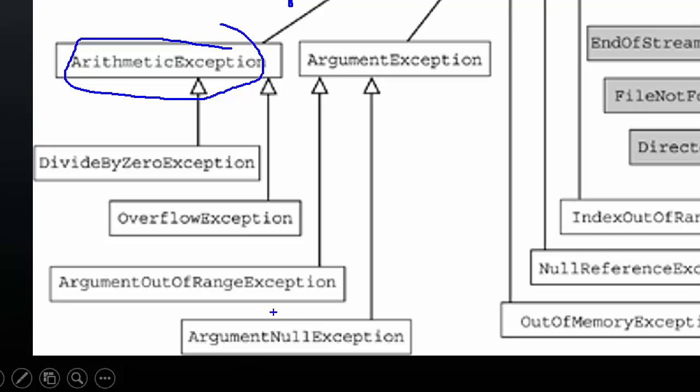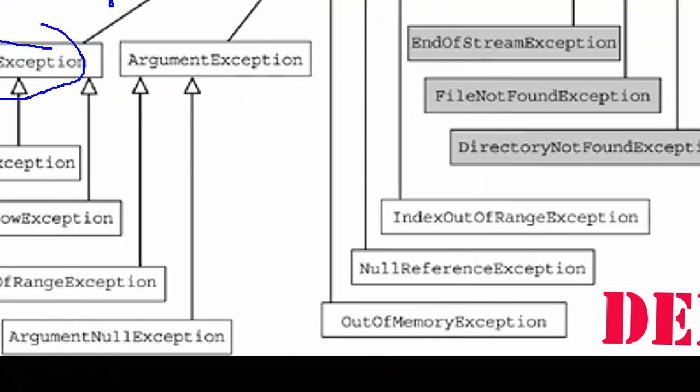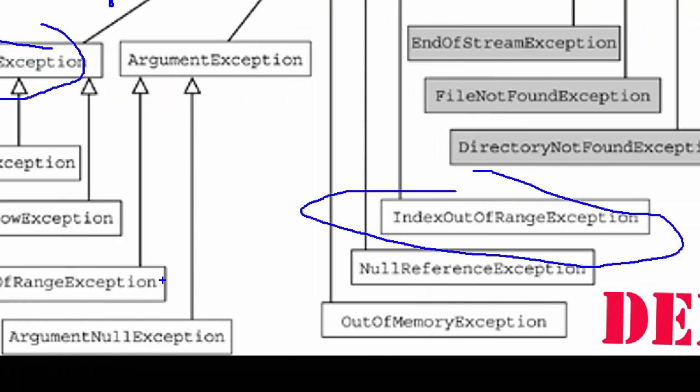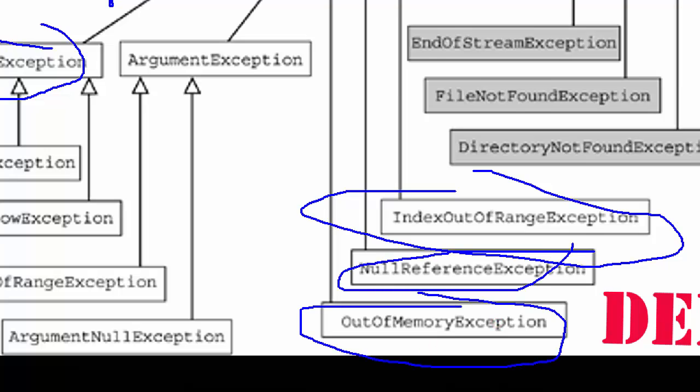Okay, we have our argument exception, and so on. It's quite a big hierarchy, very descriptive. You can check all of them online if you need to find something specific. There are some more on the right. So index out of range, the one that you probably get. We have null reference. We have out of memory. We have a lot more.